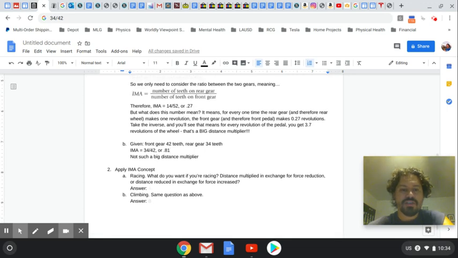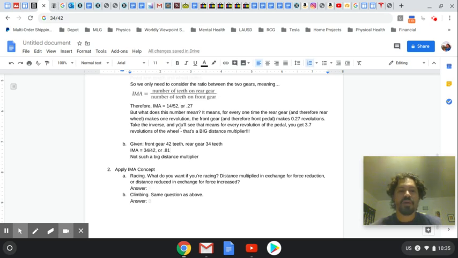Okay, so the next question. What do you want to do if you're racing? Do you want to do a distance multiplied in exchange for force reduction, or do you want to do distance reduced in exchange for force increased? What are you trying to do here? If you're racing, are you trying to go farther, faster, or are you trying to make each pedal revolution with your feet easier? Right? When you're racing, you're willing to have to push really hard in order to go far with each revolution of the pedals, which equates to going fast.